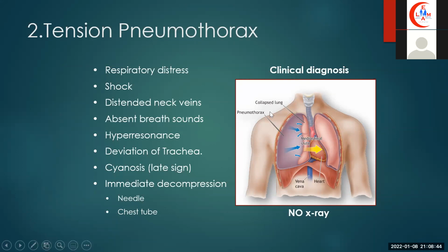It will collapse the lung, and then cause compression of the mediastinum to the opposite side, including the trachea. The blood vessels, the superior vena cava and inferior vena cava, also get compressed and kinked, and this will reduce the venous return to the heart. So the heart is compressed and cannot pump blood outside. There will be decreased venous return, decreased cardiac output, and decreased blood pressure.